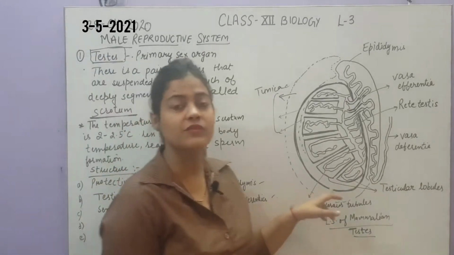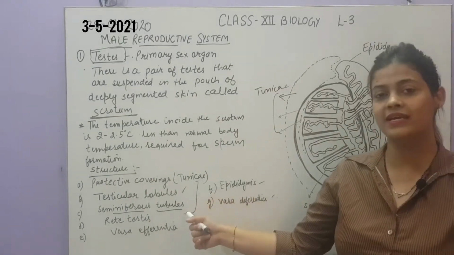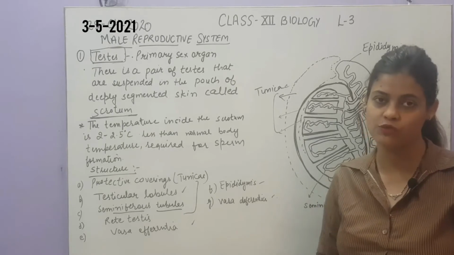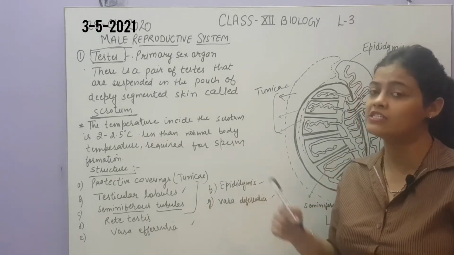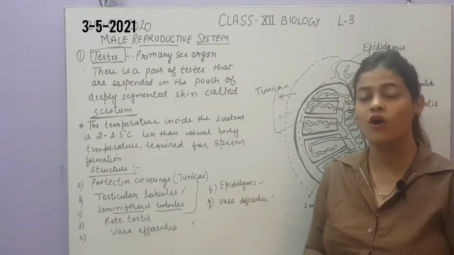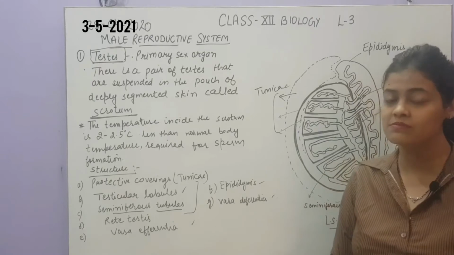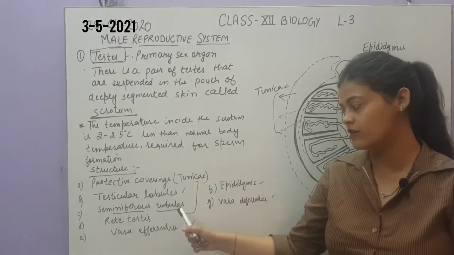So what is the function of these seminiferous tubules? They play a very important role. We will discuss in detail the structure of a seminiferous tubule, the TS of a seminiferous tubule, because it contains important cells, that is germ cells and interstitial or Leydig cells, which help the testes to produce sperms and the male sex hormone. So we will discuss this structure in detail.